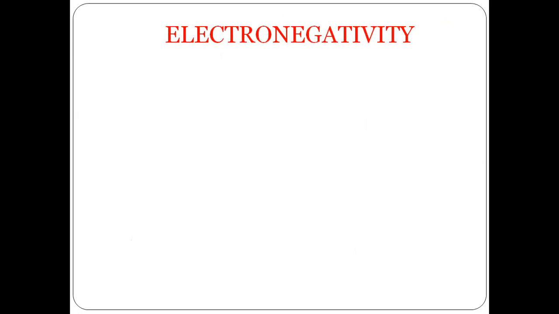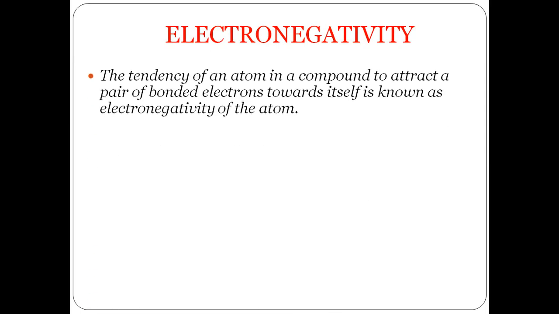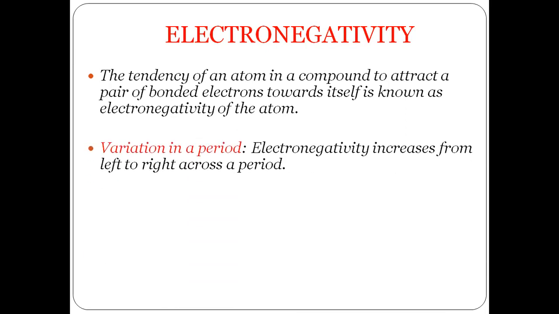It is basically a tendency, or you can say the power of a particular atom in a bonded state to attract the shared pair of electrons toward itself. The more power it has, or the more tendency to pull the shared pair of electrons in a bond toward itself, we call it a more electronegative element. So it's just a tendency, not energy involved. Okay, how does it vary?